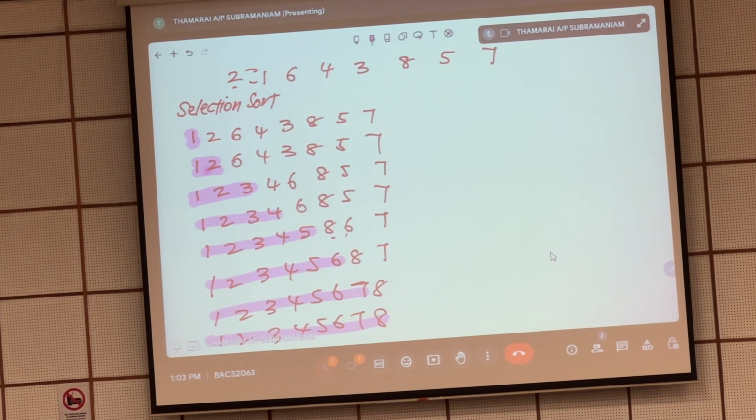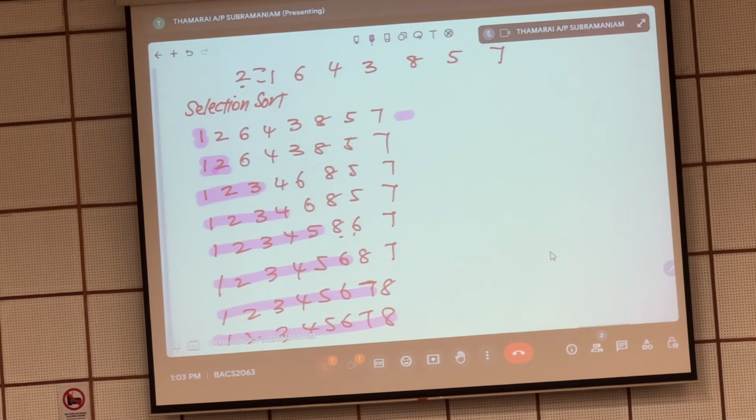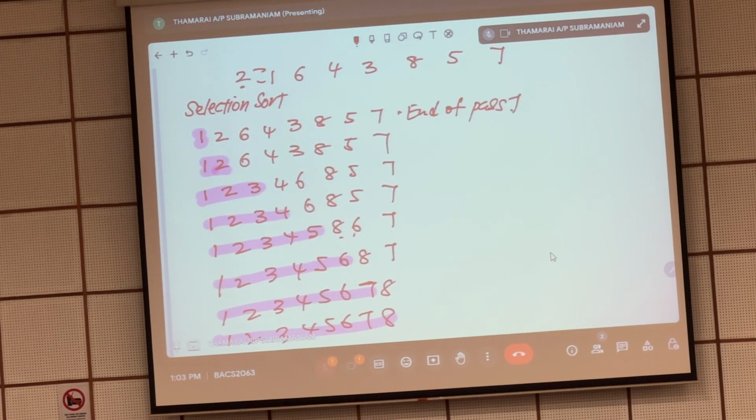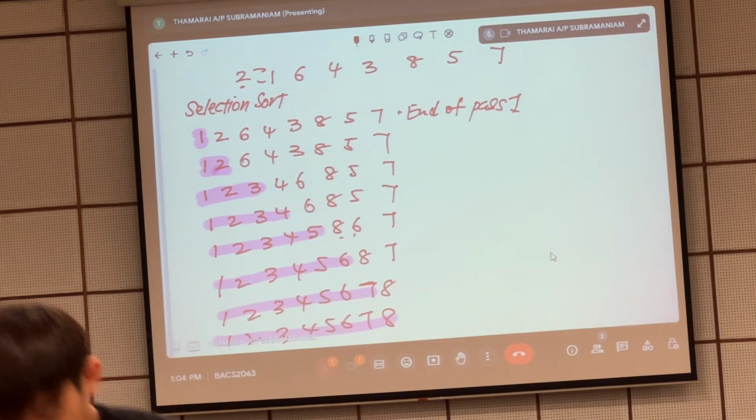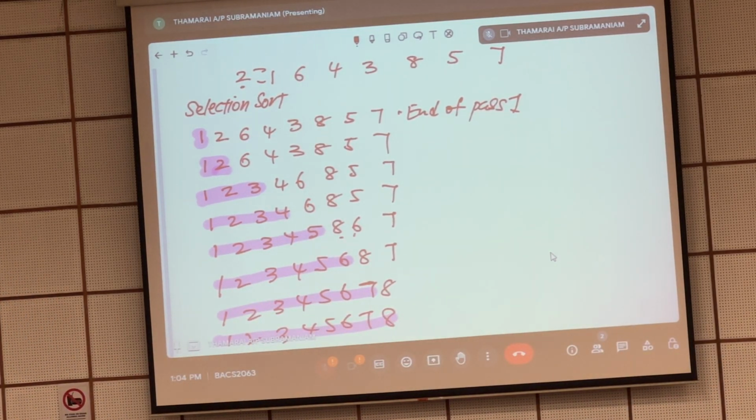So don't forget to write the end of pass 1. Alright, okay? Pass 2 and so forth. Okay? And then the finishing line, sorted with selection. But that line won't give you marks. Just write it down only. Okay?